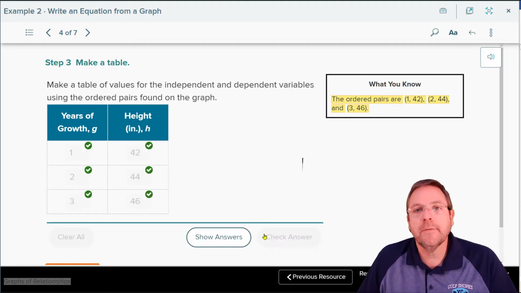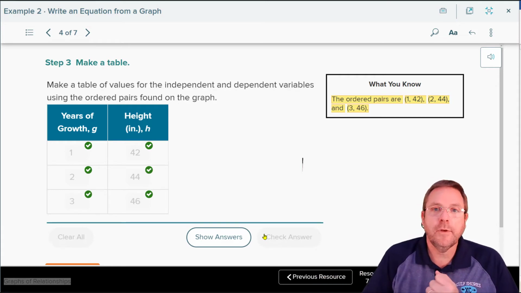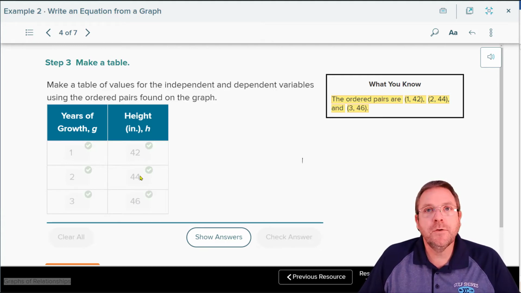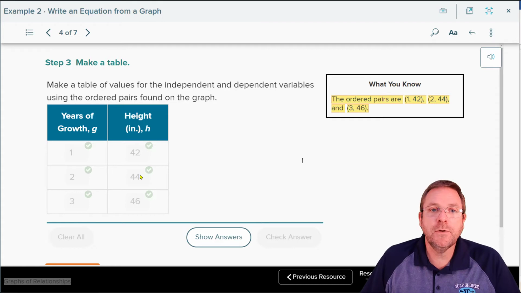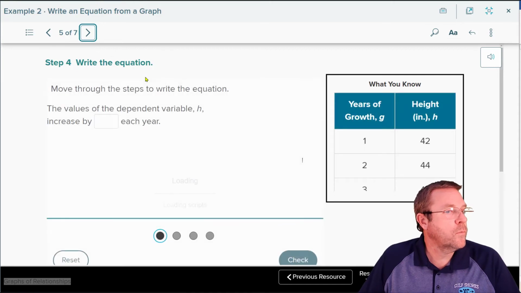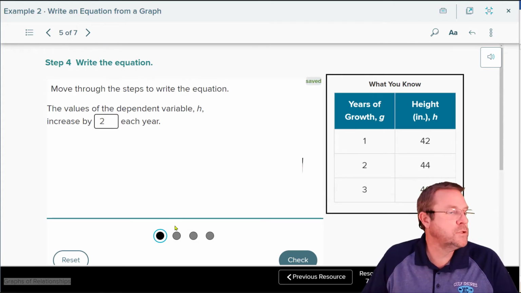Now we get to take the data from the table and create an expression for it. First thing I want to look at here is what is the difference between each of these? Each one is increased by 2, and that tells us that we're going to take the years of growth, G, multiply it by 2, and then add something to it after that, maybe. So from here, we're going to work on writing the equation. Now, as we said, the values of the dependent variable increase by 2 each year.